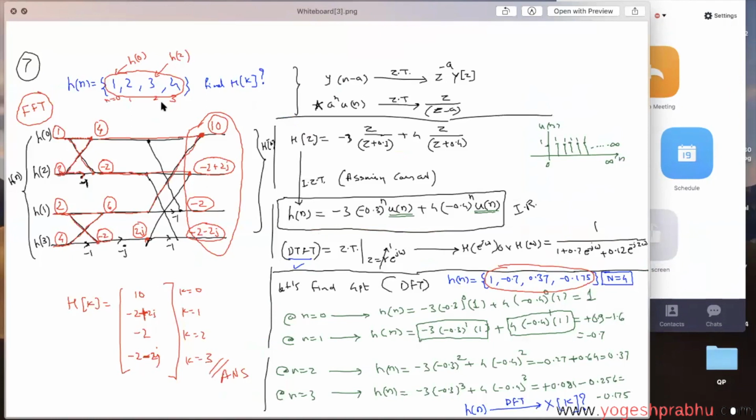Do you remember this one? Yeah. This is what the DFT is like. This is the fast Fourier transform or FFT. Okay. And this is 4 points, right? This is 4 points. So 1, 2, 3, 4 we've already solved.